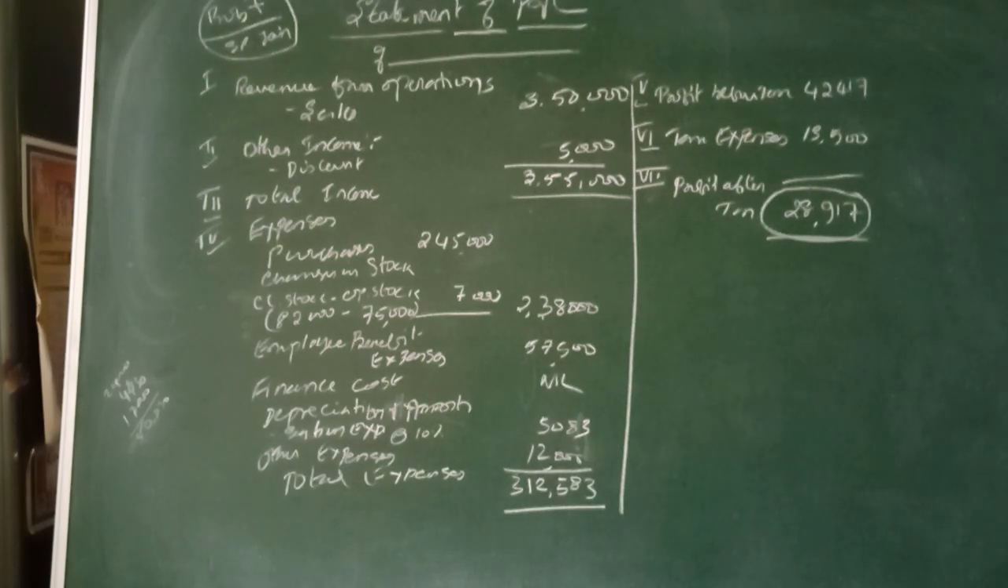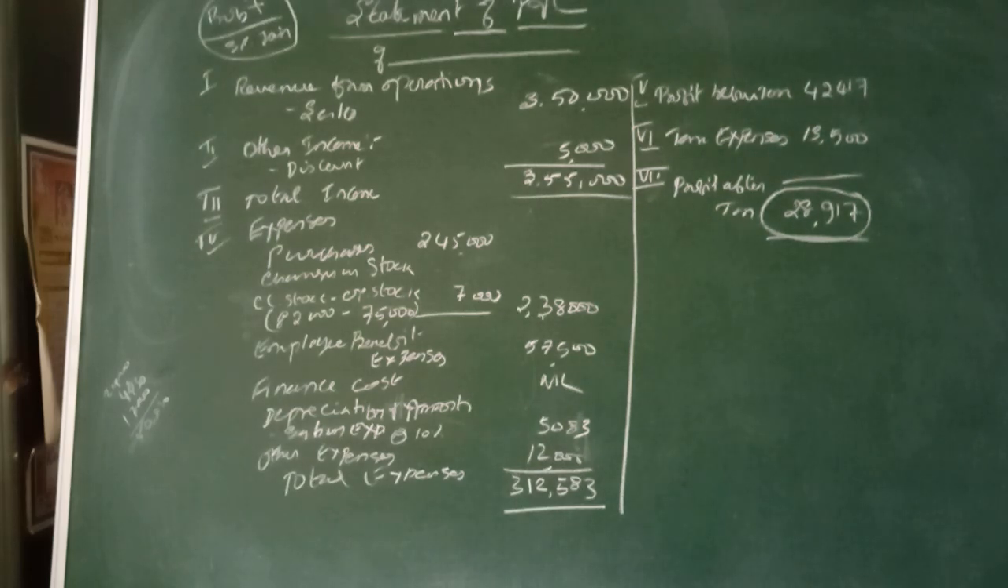That is the expenses side. And other expenses given in the question, we are taking here. It is not categorized, it is just like miscellaneous expenses. Okay, total expenses we calculated, that is 3,12,583. Then total income of 355 minus total expenses of 312, the balance is 42,417, which is the profit before tax.